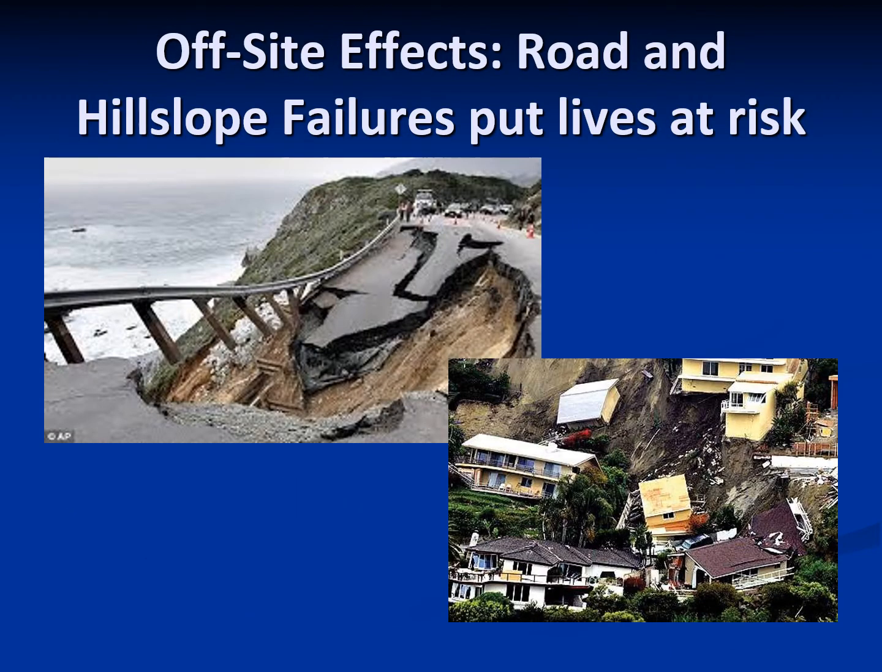Let's talk about some off-site effects, such as road and hill slope failures. Now, these put lives at risk. Here you can see where a road has washed out along a cliffside, or housing developments built into hillsides have been destroyed, causing loss of life.